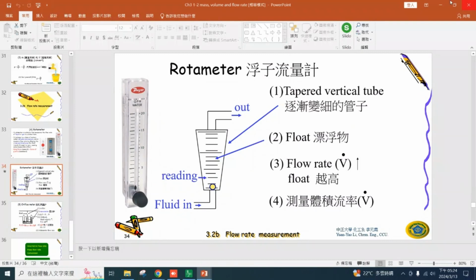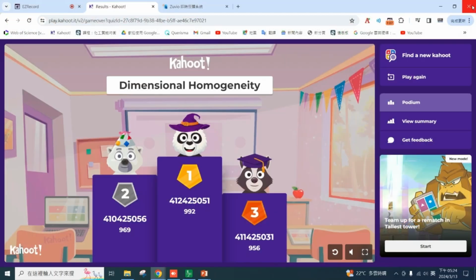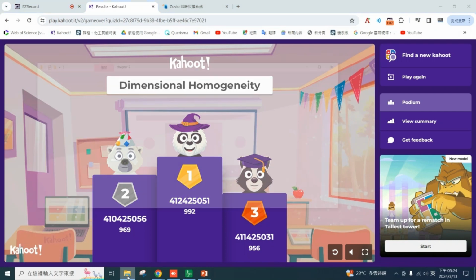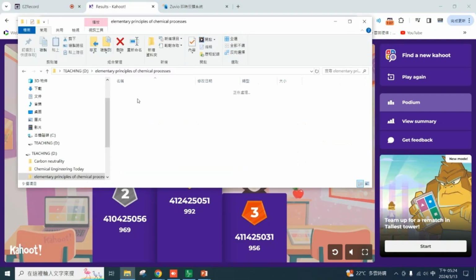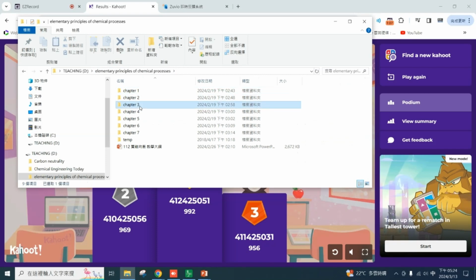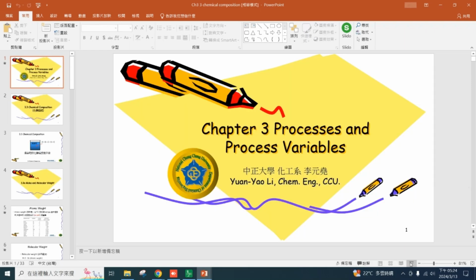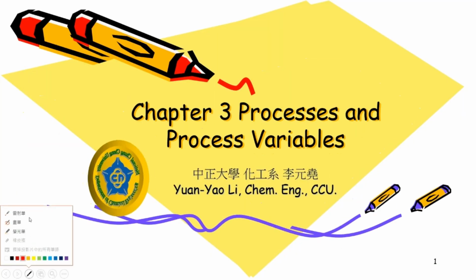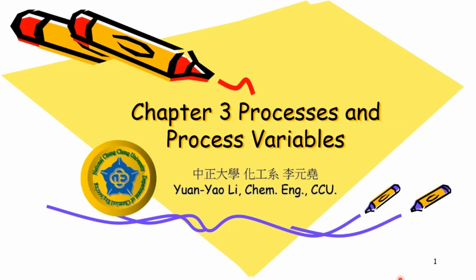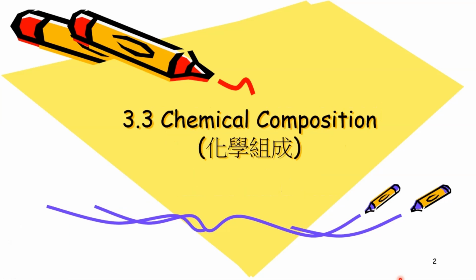Okay, so that's the end of this section. Okay, do we have time? Right. So the next section is chemical composition. The first one, you already know how to measure the flow rate. The second one, you need to know how to define the chemical composition.